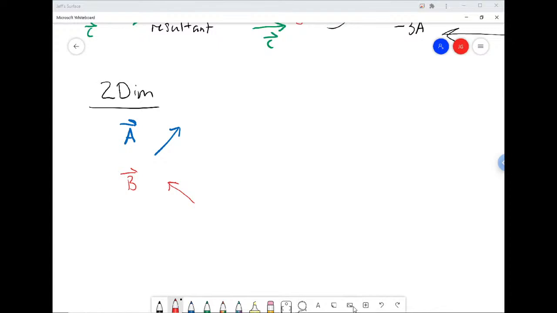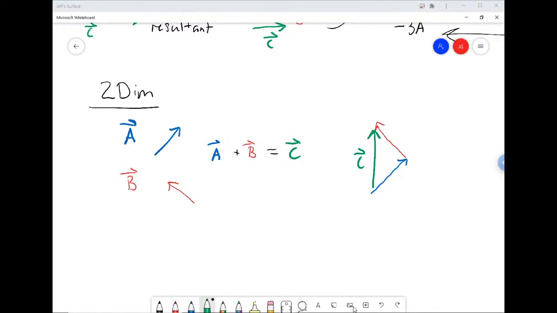So if I have this and I say A is blue, A plus B equals some total displacement C, what does C look like? Well, I would have A, put A down, and then B, and C connects where I started to where I ended. So it looks something like that.